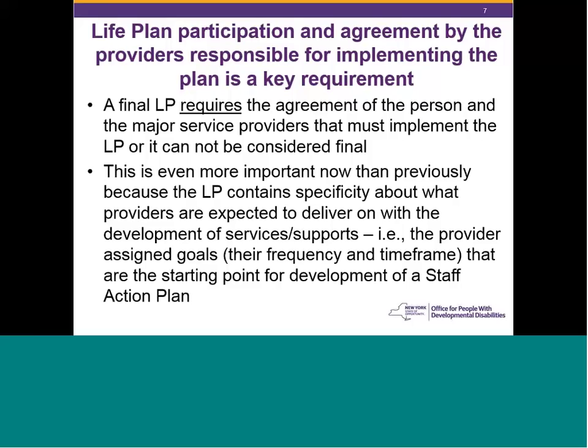So a final life plan requires the agreement of the person and the major service providers that must implement the life plan, or it can't be considered final. So that's just the normal course of developing plans. You can't develop a plan and then say, you have to do this, and the provider is saying, that's not something that we have the capability of delivering. In instances where there is a disagreement, there needs to be a resolution to that disagreement and collaboration around how to proceed. This is even more important now than previously because the life plan contains specificity about what providers are expected to deliver with the development of services and support.